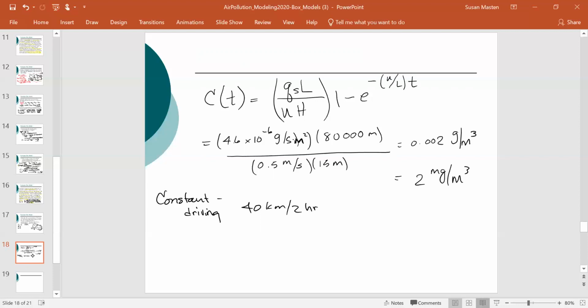And if you look at the standard, the 1 hour standard for carbon monoxide is 35 parts per million, which is about 40 milligrams per cubic meter at 25 degrees C and 1 atmosphere. So this is well below the 1 hour standard for carbon monoxide. Any questions about what we've done so far?